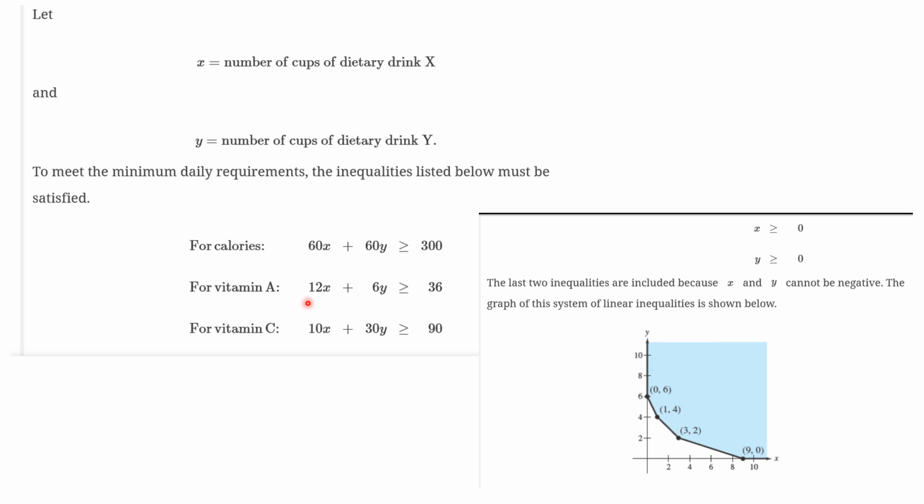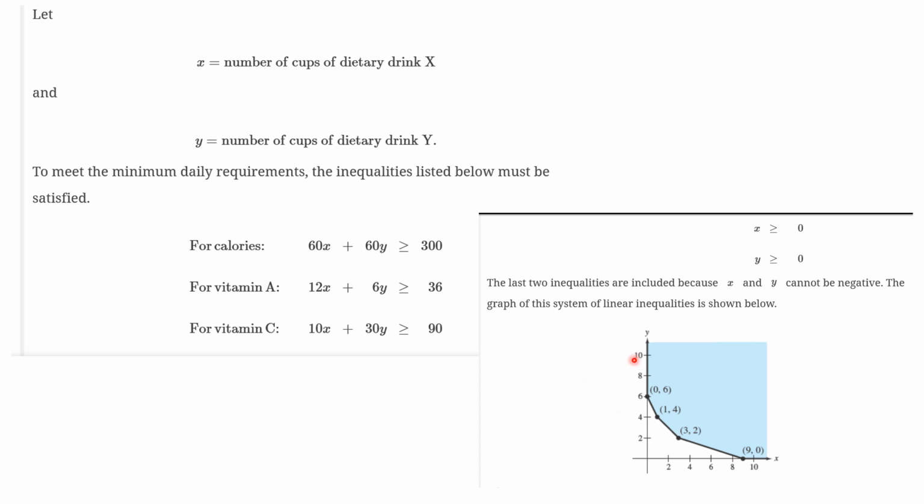For vitamin A, 12X plus 6Y bigger than or equal to 36. And for vitamin C, 10X plus 30Y must be bigger than or equal to 90. And X has to be bigger than or equal to 0, and Y bigger than or equal to 0. The last two inequalities are included because X and Y cannot be negative.